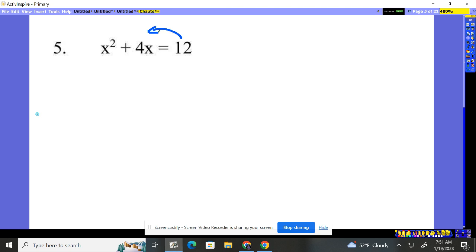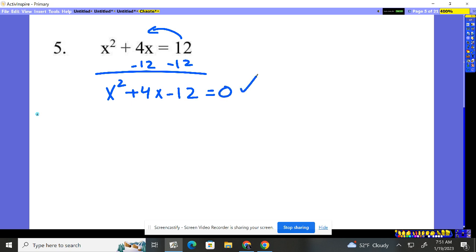So I need this 12 to move over. So the first step is I'm going to subtract 12. And now I have x squared plus 4x, take away 12 equals 0. That's the first step that I must do. I have to get it set equal to 0.